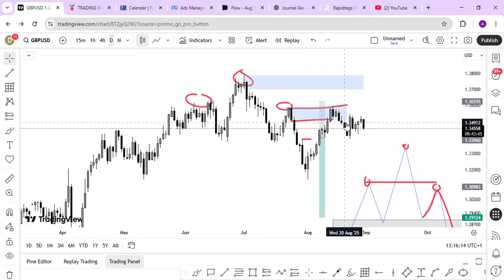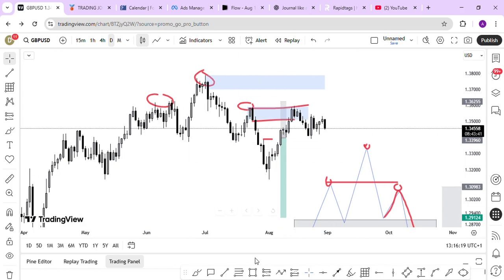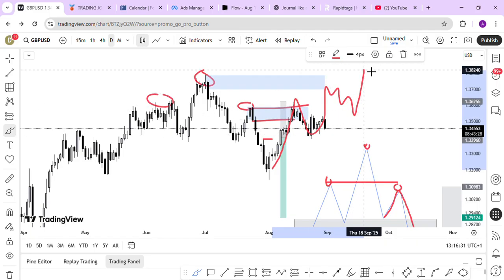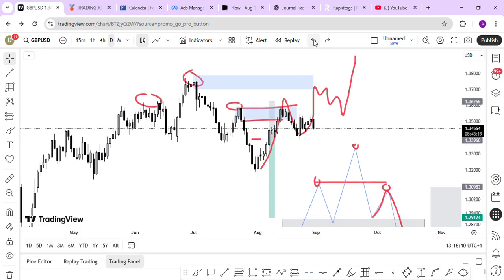So what other scenario can happen in this setup now? What other scenario that can happen is probably market will fail this level, mitigate here, then drop. And if market refuses to drop, then boom. It means that this head and shoulder is not really going to work. And I'm still seeing something like this.